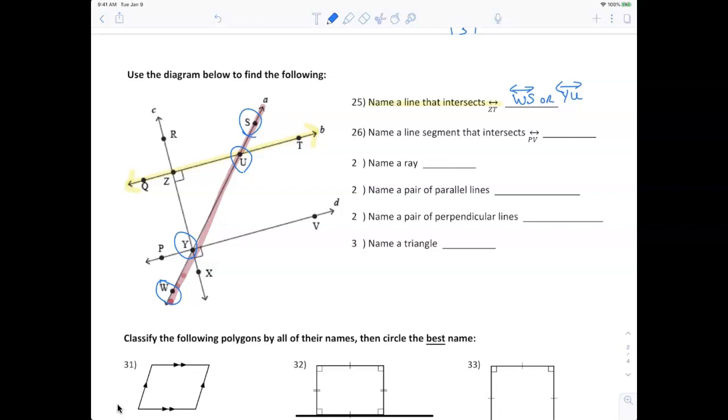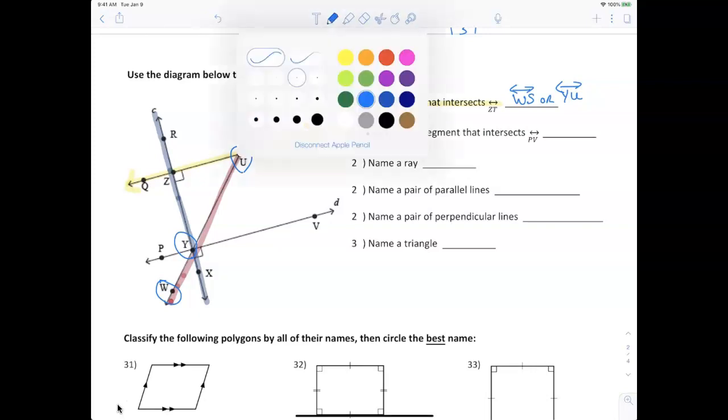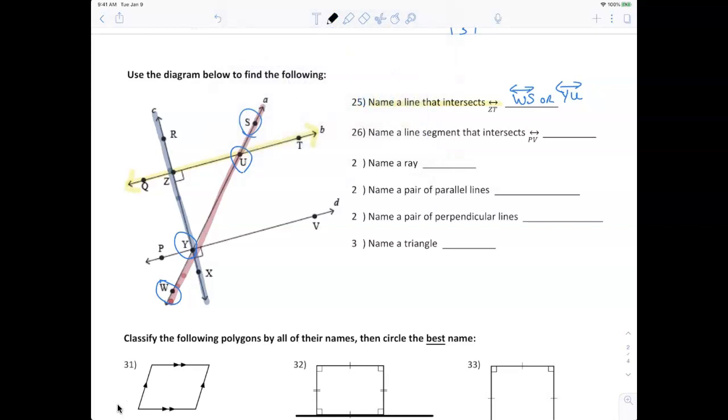Now, there's also another line that intersects ZT, so I'm going to highlight that for you, Sweet Pea. This is the other line that intersects ZT. And you could call that line RX, or you could say line ZY. Basically what I'm trying to tell you is you have to pick two out of those 4 points, which determines that line. So now I'm going to clear that out of the way for you.